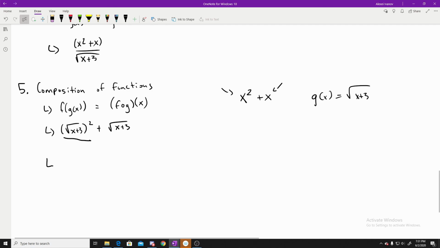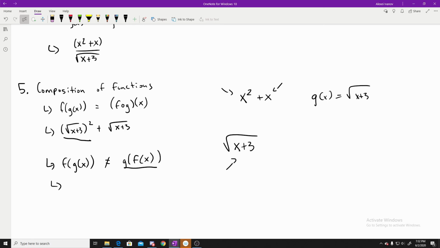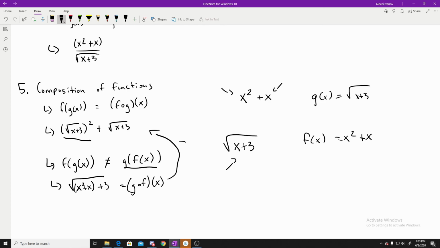Now, an important thing to know is that f of g of x is not equal to g of f of x. I will show you what g of f of x looks like. Essentially what we're going to do is take g of x, which is the square root of x plus 3, and into every x value we are going to plug in the value of f of x, which is x squared plus x. So the value of that would be the square root of x squared plus x, and then plus 3. That is the value of g of f of x. So as you can tell, f of g of x and g of f of x are not equal to each other.